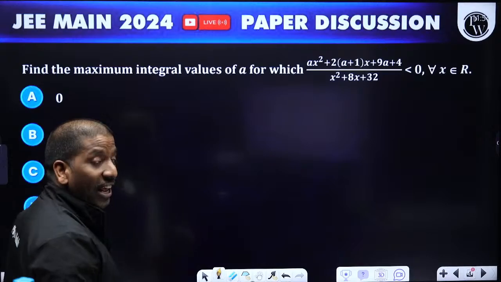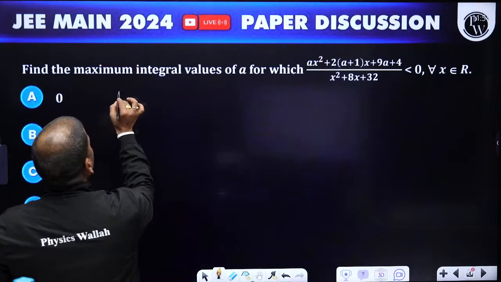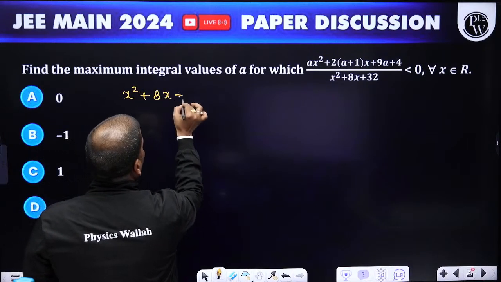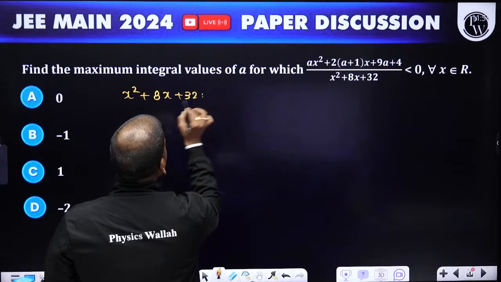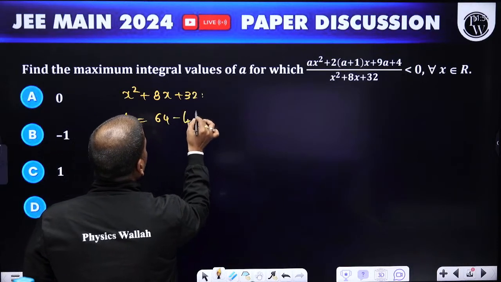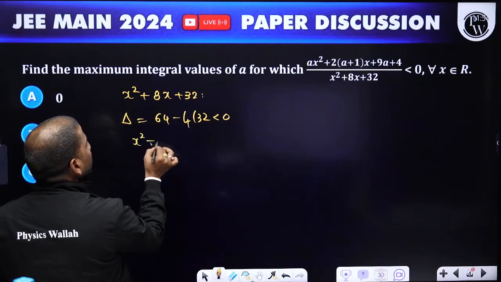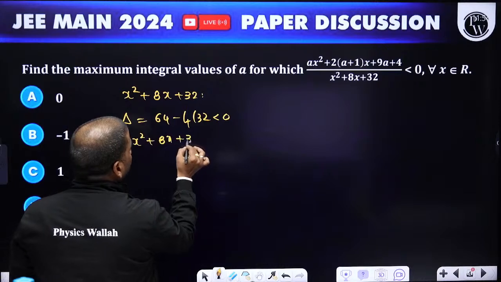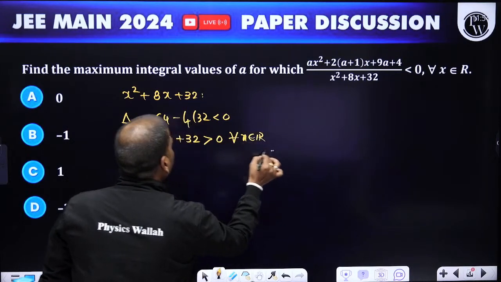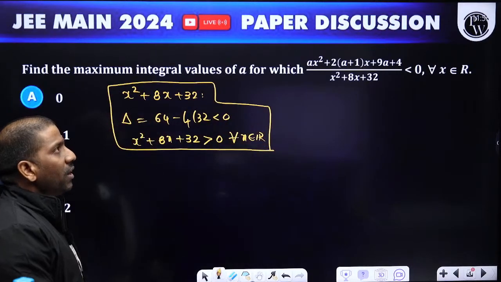Quadratic expression, rational quadratic expression. So if you observe x square plus 8x plus 32, in this case the discriminant is equal to 64 minus 4 times 32, which is less than 0. So that means x square plus 8x plus 32 is greater than 0 for all x belonging to R. This is the most interesting and important point from quadratic expression.